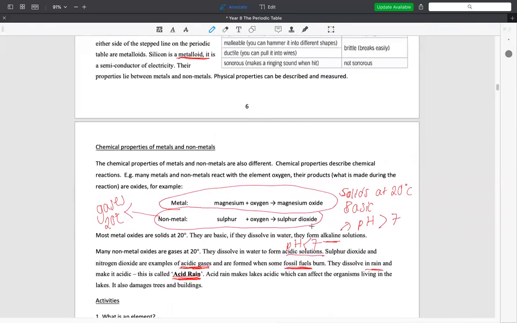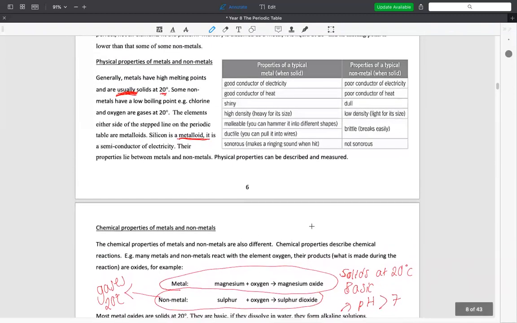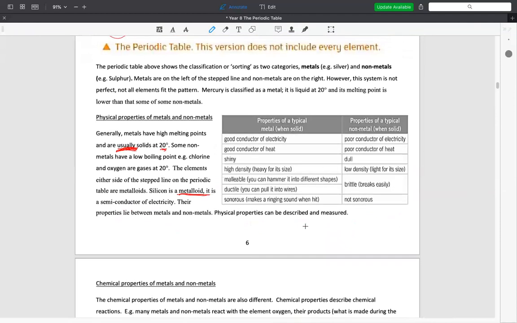Just to give you an idea of some of the things that you will need to know, you should be able to identify if an element is a metal or a non-metal if given the properties. For example, in an exam, they might say element X is shiny. You would automatically know that metals are shiny, so element X must be a metal. It might give you different scenarios like that.